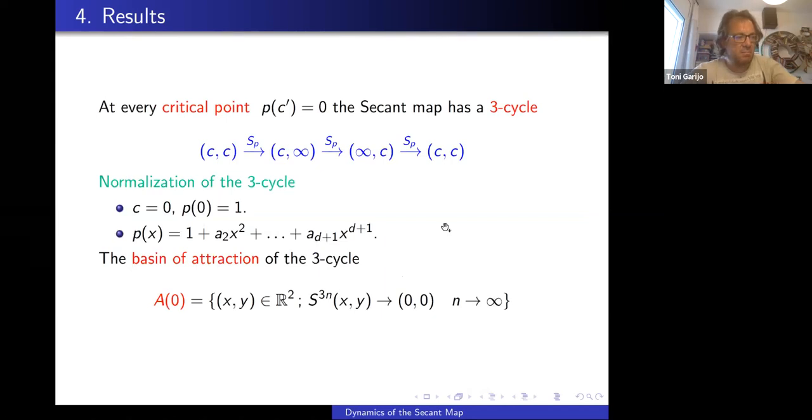Well, finally, very, very quickly, what happens at a critical point? At a critical point, the white points are a 3-cycle using a normalization, and this is the immediate basin for this 3-cycle. We put the 3-cycle at (0, 0).